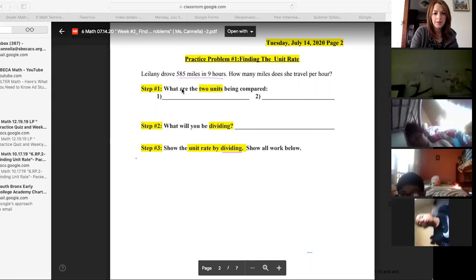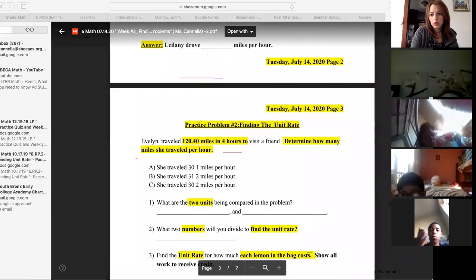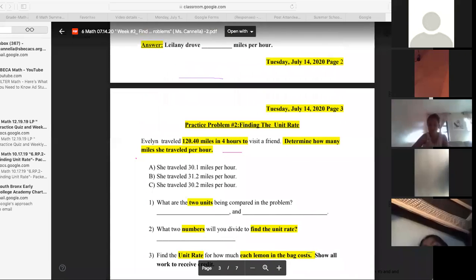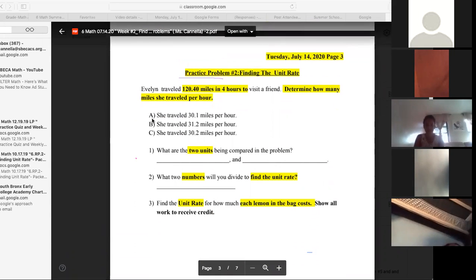All right. In the meantime, we're going to now go on to question 2. Can you read it? Sure. Go ahead, take it away. Evelyn traveled 120.40 miles in 4 hours to visit a friend. Determine how many miles she traveled per hour.